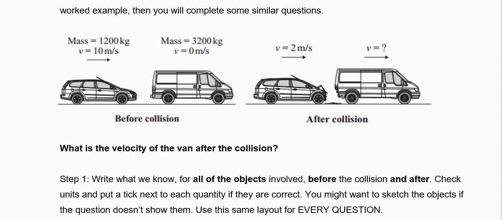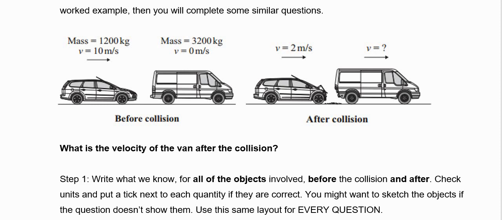So, this is our question. We've got a car, it's moving. We've got a van, it's not moving. The car hits the van, and the van ends up moving. The concept that we're using to answer all of these questions is the conservation of momentum. The momentum before, on the left-hand side, is equal to the momentum after on the right-hand side.